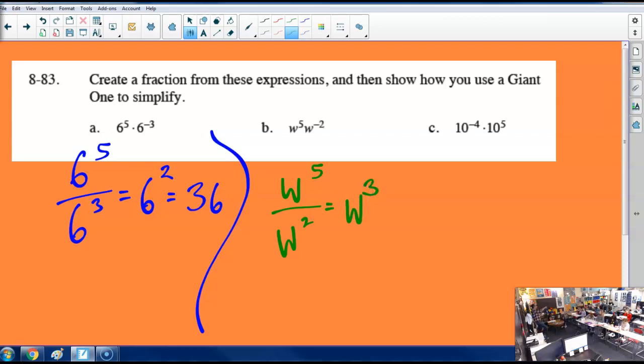Yeah, we don't necessarily have to use the giant one. We just think about it, right? We reduce out any of those. And we have two W, like W over W, giant ones, quote unquote. And that reduces out. So then we have W to the 3rd. And Serena, take us home.